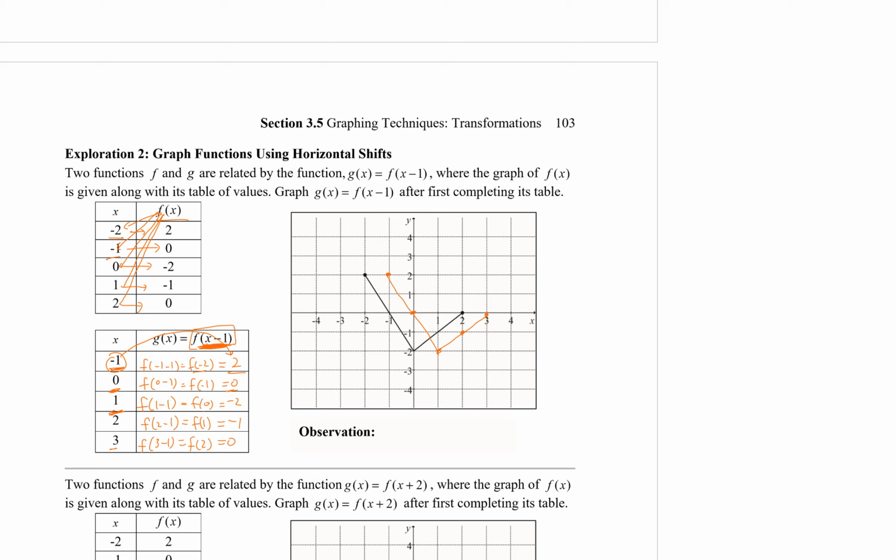Now I'm going to ask you, what just happened? The graph, did it go up or down? It didn't, right? Did it go left or right? You should have noticed the graph went to the right. Well, how many units did it go to the right? It went 1 unit to the right. Do you see that? So the graph shifted horizontally, right? I'll just say right 1 unit. You guys notice that?